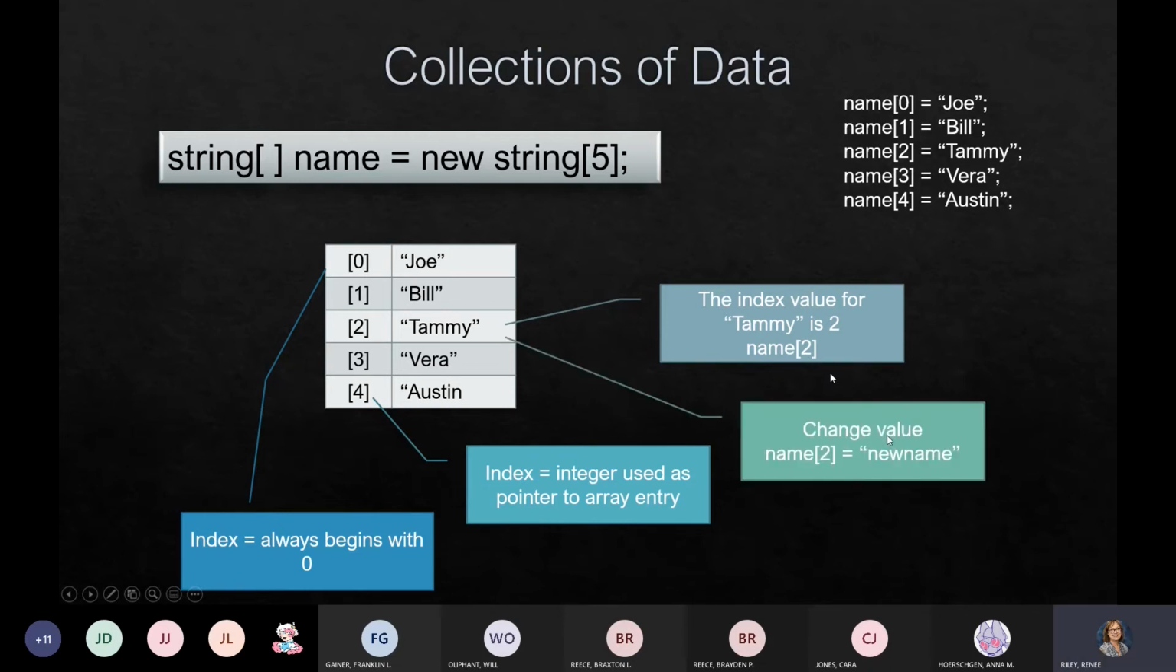And if I wanted to change Tammy's name, I would put the array name followed by the 2, or the index value, in square brackets, and then an equal sign, and then the value I want to change it to. So after I ran this line of code, name sub 2 equals new name, Tammy's name would be changed to new name in my array.